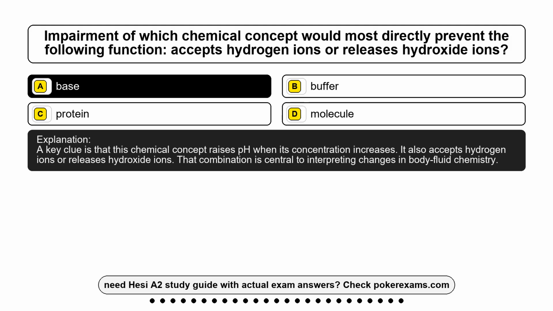A key clue is that this chemical concept raises pH when its concentration increases. It also accepts hydrogen ions or releases hydroxide ions. That combination is central to interpreting changes in body-fluid chemistry.